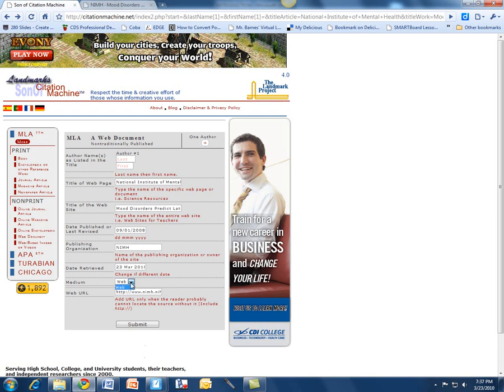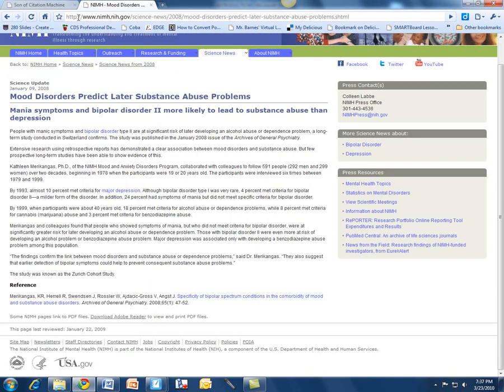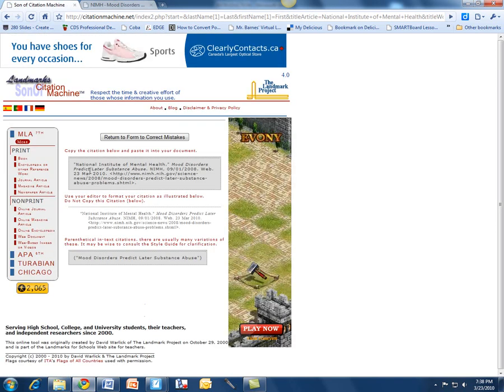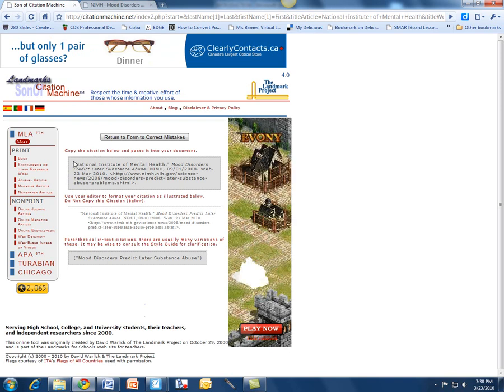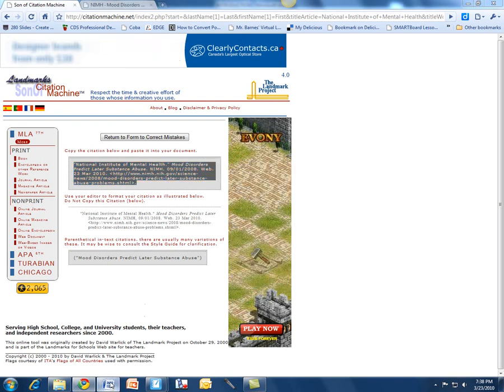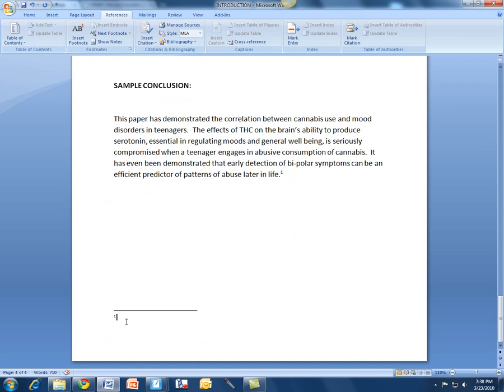And this would be the size of the print. And then the web URL, I just simply copy pasted from up here. Highlighted that, Control C, and then I just pasted that right in there. And I clicked submit. And then it gave me this. Copy the citation below and paste it into your document. So here you go. I just highlighted that. I copied that. I'm going to come back to my Word document and I'm going to paste that in at the very bottom. And there is my citation.